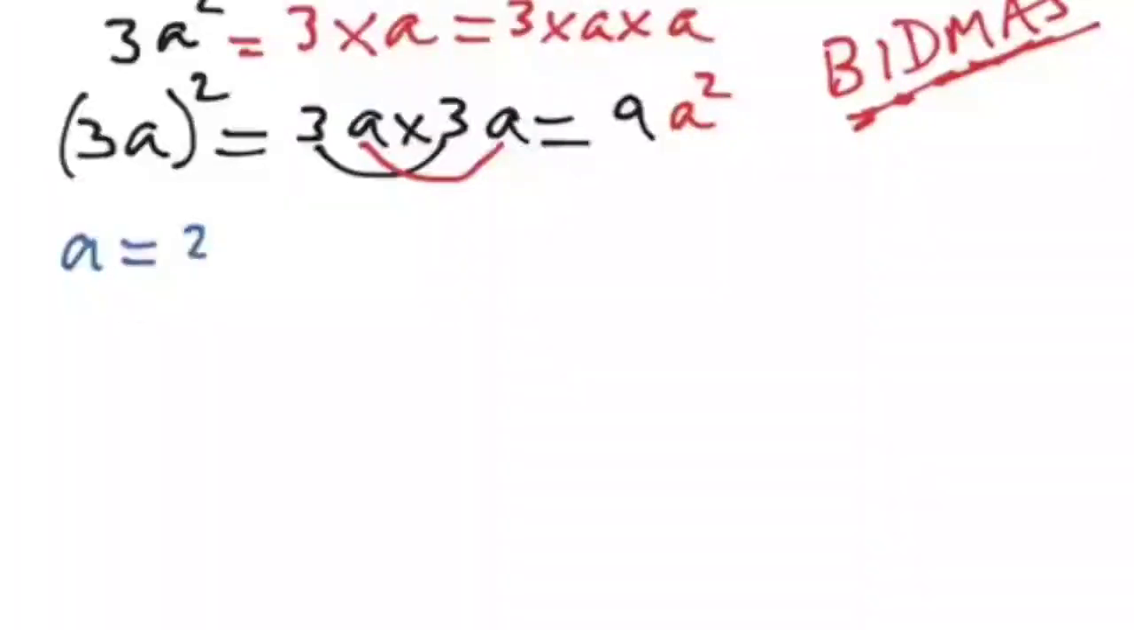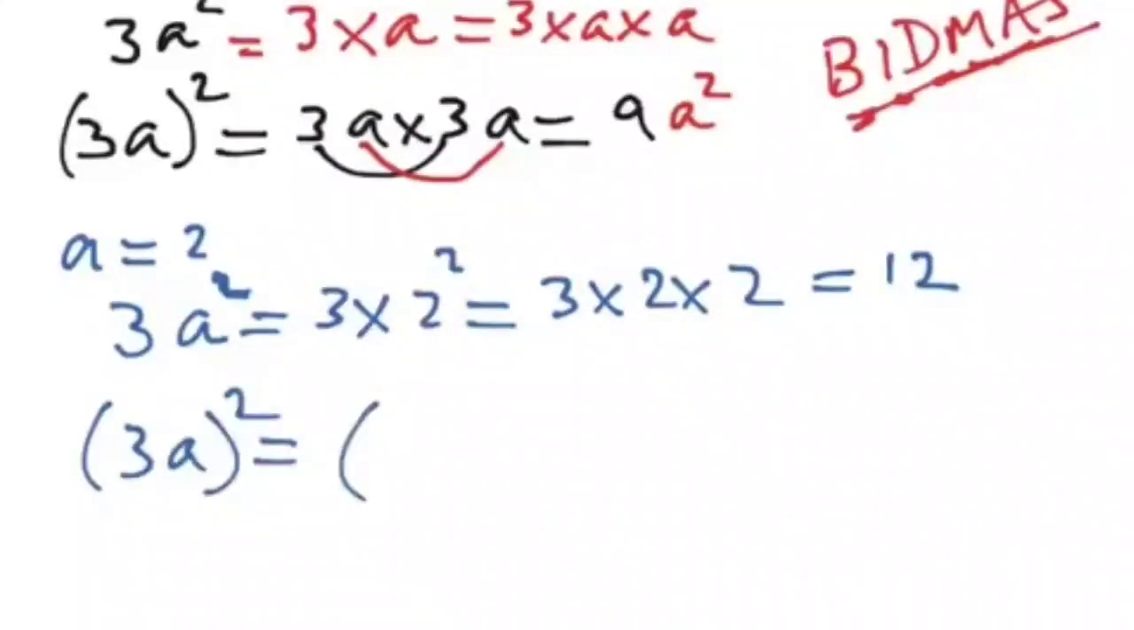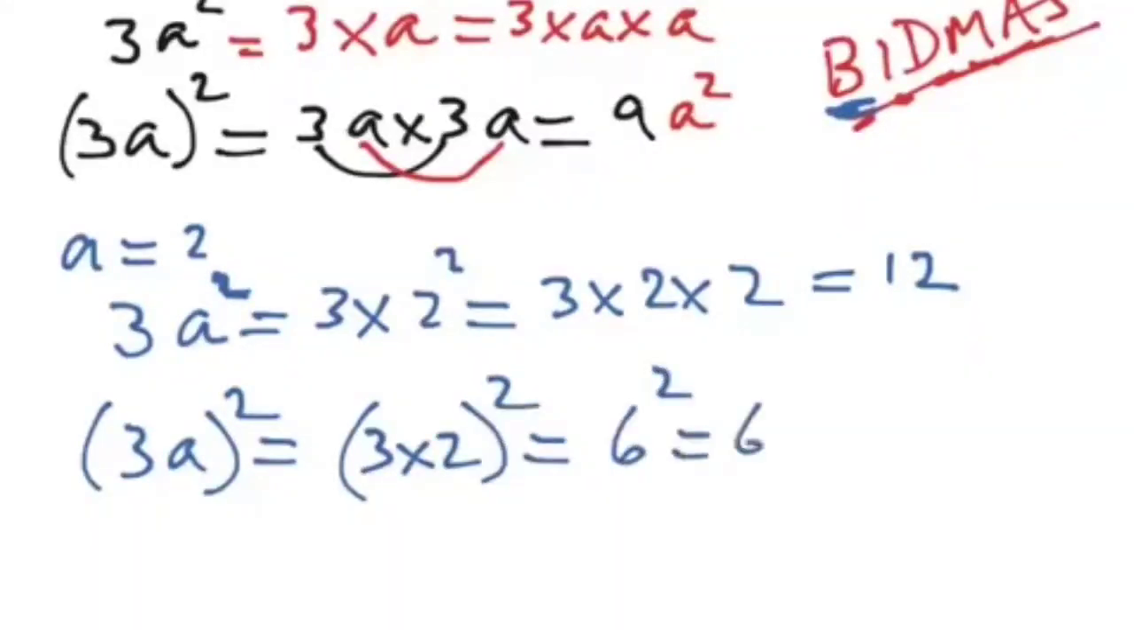Now let us assume a equals 2. On putting the value in place of a, we have 3 times 2 squared. That equals 3 times 2 times 2 equals 12. And for (3a) whole squared, that equals (3 times 2) whole squared, which is 6 squared. 6 times 6 equals 36. So 12 is not equal to 36.